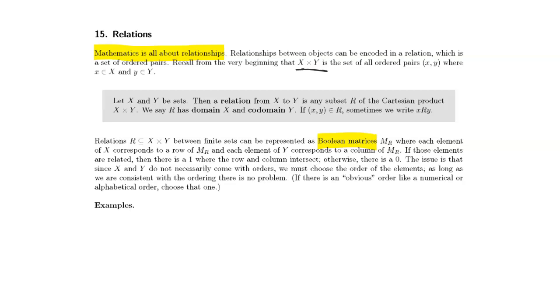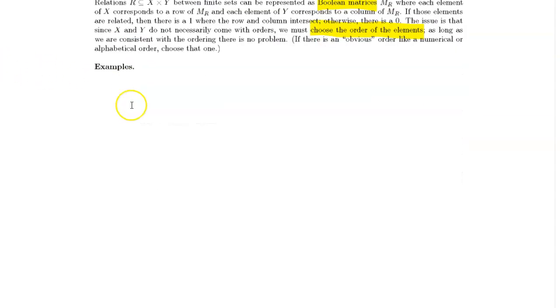Relations between finite sets can be represented as Boolean matrices, which is the reason that we took all that effort to create them in the last chapter. Each element of X corresponds to a row, each element of Y corresponds to a column. And then if those two elements are related, we put a 1 where the row and the column intersect. Otherwise, there's a 0. The only issue with this is that you have to order those elements yourself. But as long as you're consistent, there's no problem. If there is an obvious way to order the elements, such as alphabetically or numerically, then we always pick that one. All right, so let's see a bunch of examples of relations. And when we have a finite example, we'll do a matrix for it.